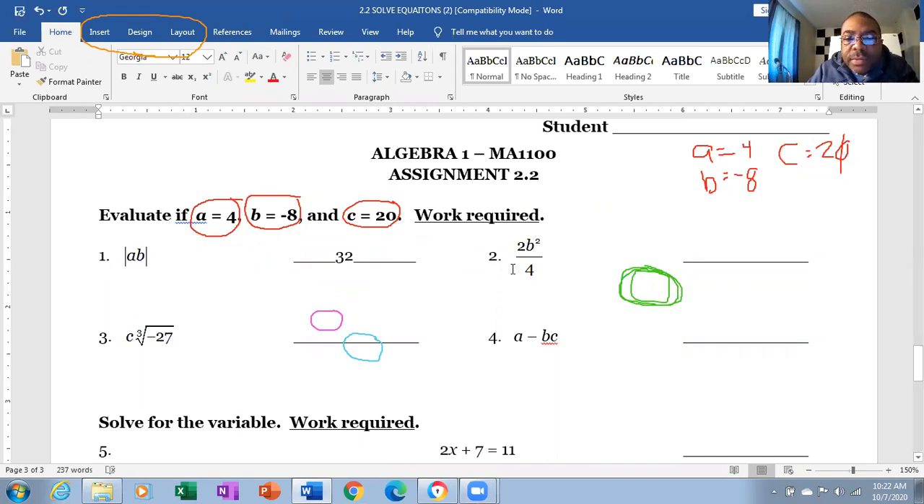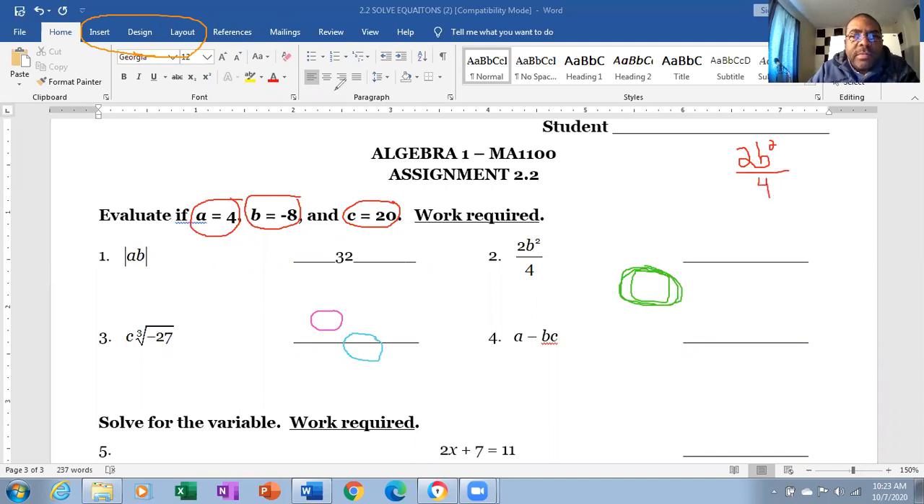Okay, so now let's do number 2. It's 2b squared divided by 4, which is 2 times b squared divided by 4. And I told you I like writing everything out so it kind of sticks with me. Okay, so the problem is 2b squared divided by 4.